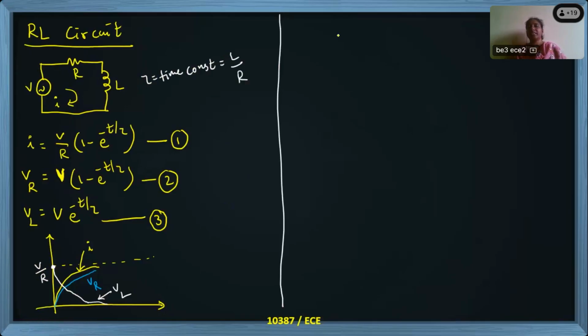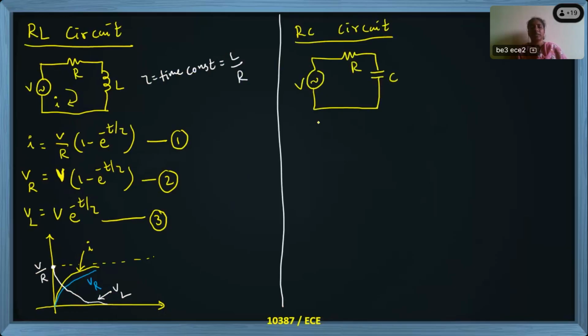Next, on the right side I am going with the RC circuit. What will you do? One supply voltage is there, with R and C values: supply voltage, R, C. Now current is a decreasing graph, we told. So V by R into e power minus t by tau. This is equation 1 in the RC circuit.